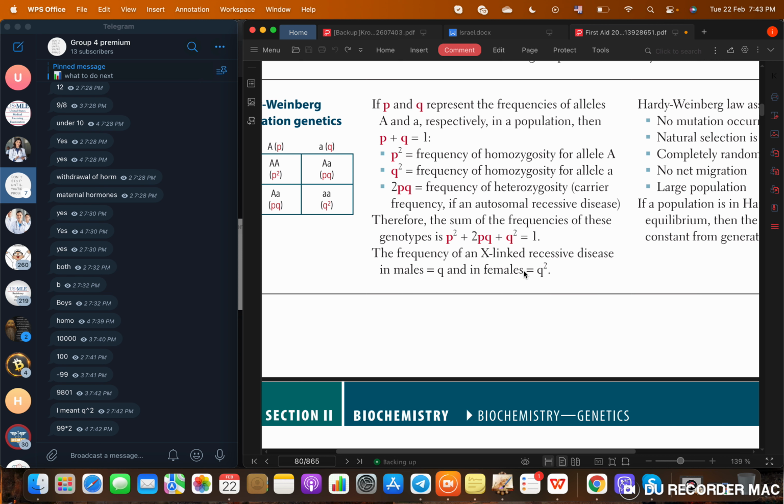Okay. So let's see. The frequency of an X-linked recessive disease in males is equal to Q, and in females is equal to Q to the power 2. So the formula becomes a little bit different. What do I mean? If we are speaking about a female, what is the risk of a frequency in a female? Yes, you still use the Q to the power 2. But if you speak about males, you remove this. Okay?